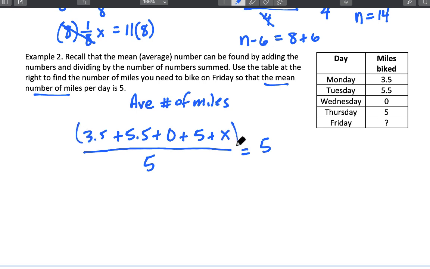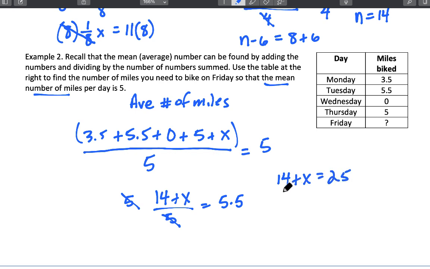Now, this is a grouping symbol, this division bar here. So I'm going to add together all my like terms up here at the top. 3.5 plus 5.5 plus another 5 gives me 14 plus x all over 5 is equal to 5. Let's get the 5 out of the denominator by multiplying both sides by 5. And now I'm left with 14 plus x is equal to 25. And finally, I can subtract the 14 from 25, and that gives me the value of 11 miles.